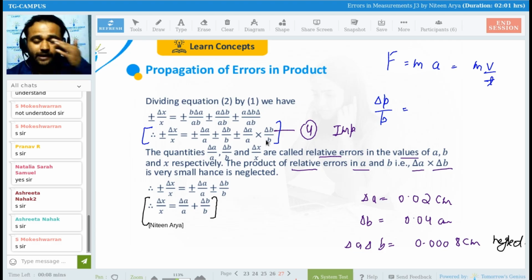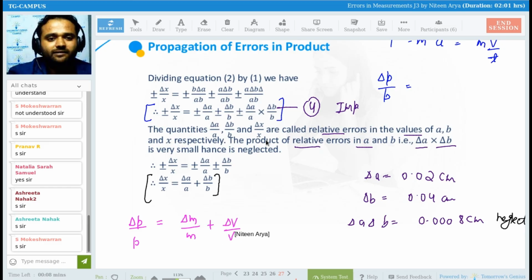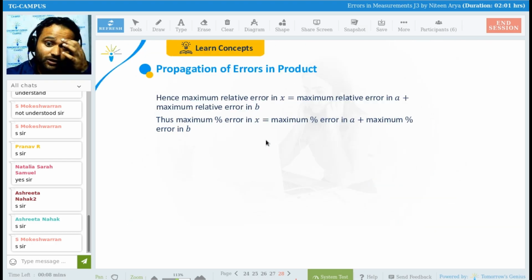What is this? Absolute error in a plus absolute error in b gives the error in my quantity x, which is momentum I can take here, which is del p by p, equal to the error in m, which is mass, plus the error in velocity v. Okay, so now we come to the same point. Even in product, even in multiplication of physical quantities, we get the same thing, addition. Moving ahead, propagation of error in product.